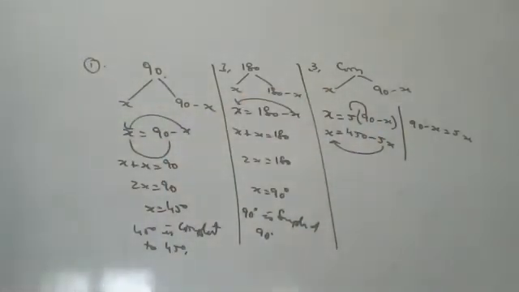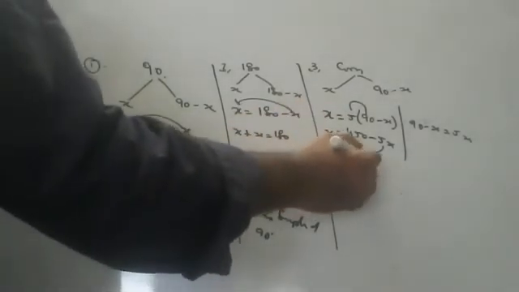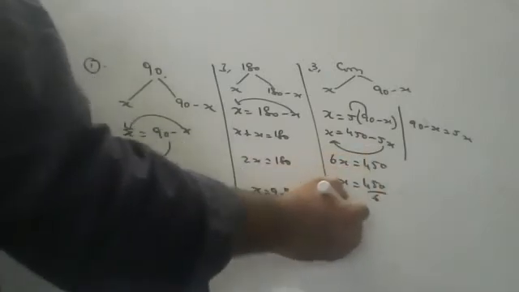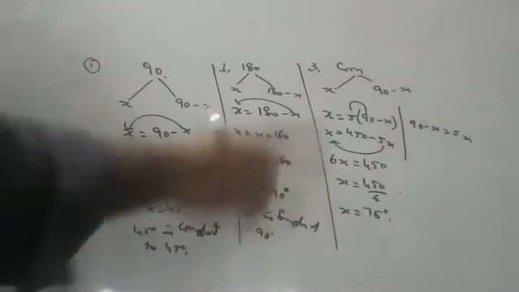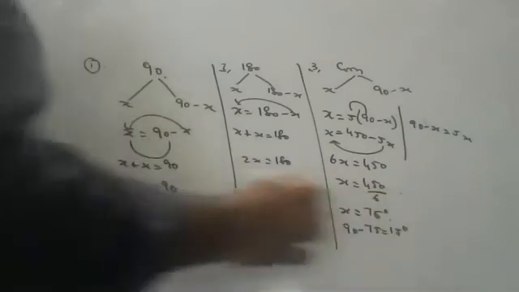All of you see here, children. So what you will get? 6x is equal to 450. Please check, children. x is equal to 450 by 6. x is equal to 75. If one angle is 75, what will be the other, children? 15 degrees.